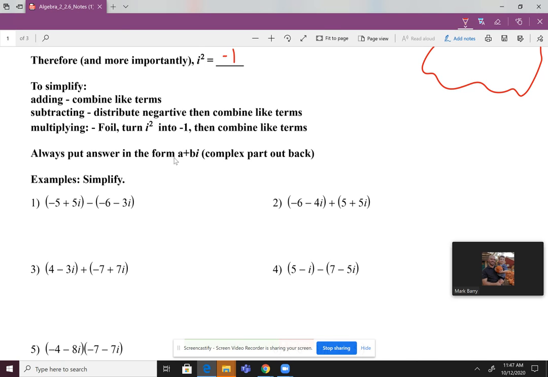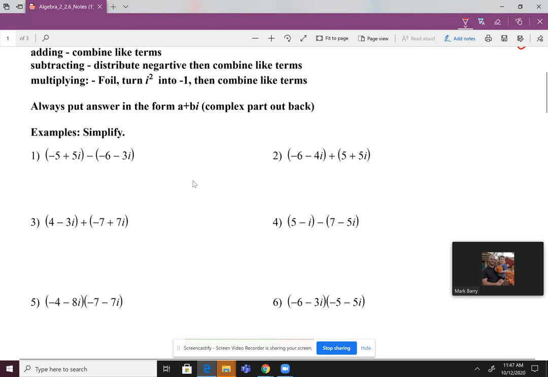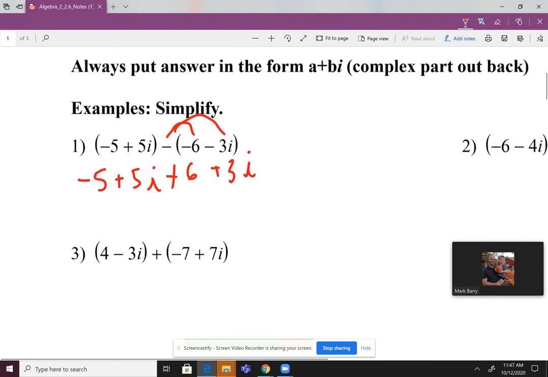Okay, so let's try this out. The first four should be really easy here, but we'll do the first two together. So number one, when we have a negative here, we distribute the negative. When you distribute a negative, everything changes here. So this is going to become plus 6 plus 3i. So all I've done there is distribute the negative into that second parentheses. The first parentheses stayed the same because there was no negative in front. And now I'm going to combine like terms, okay?